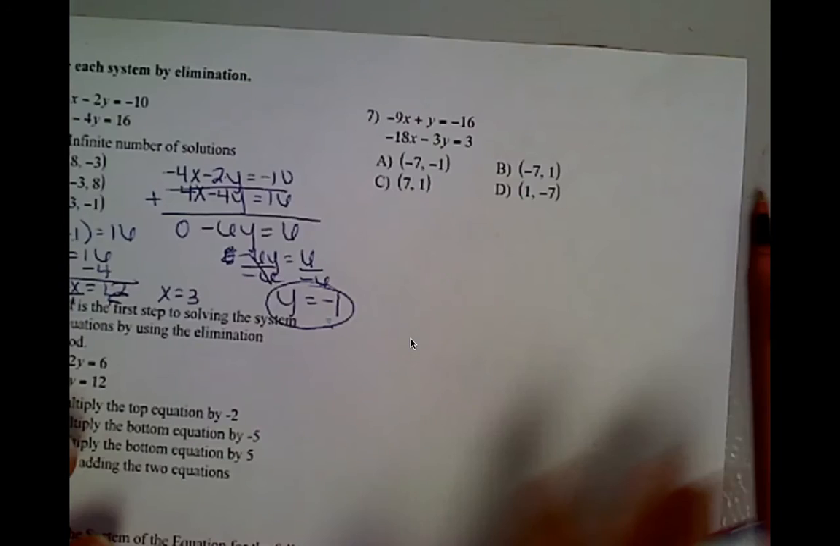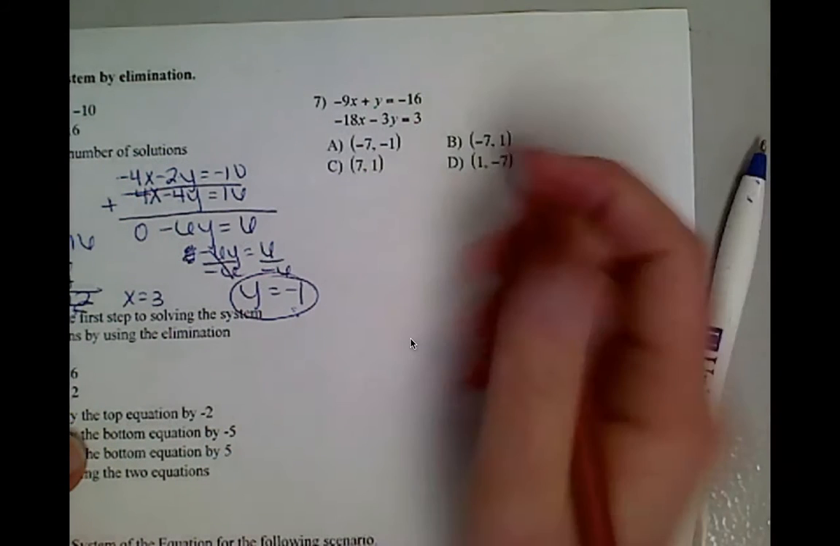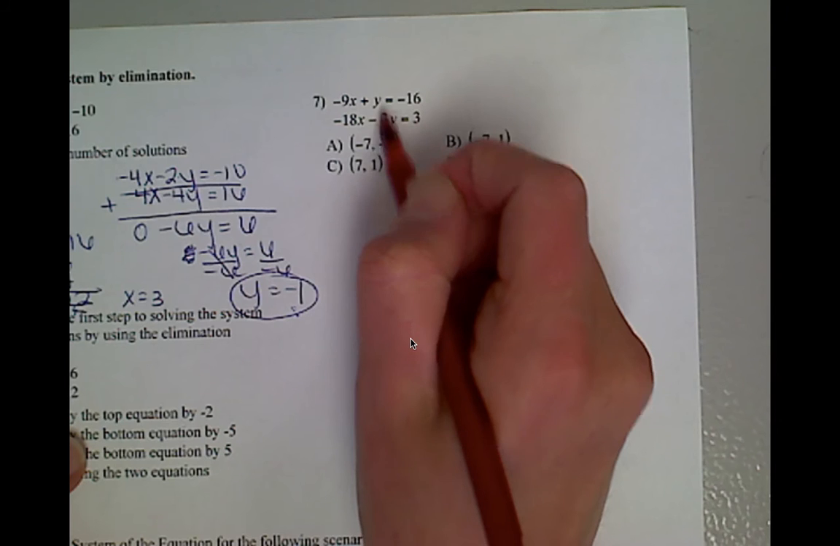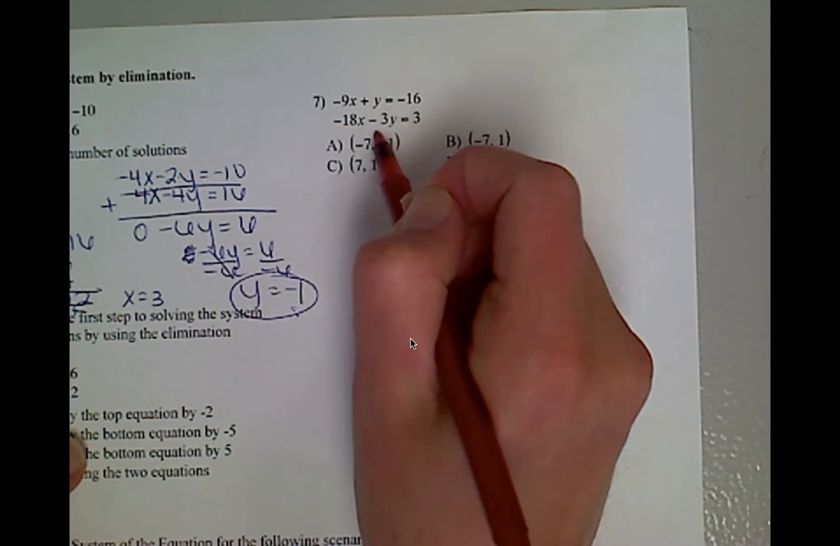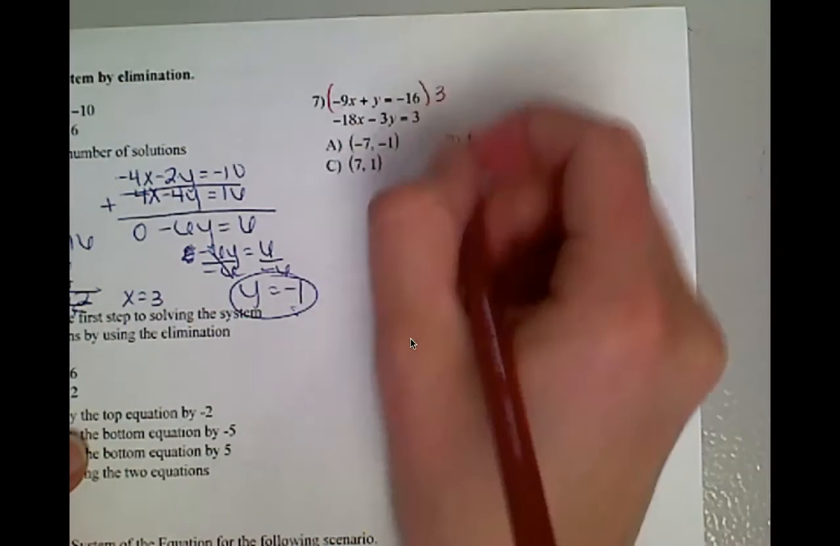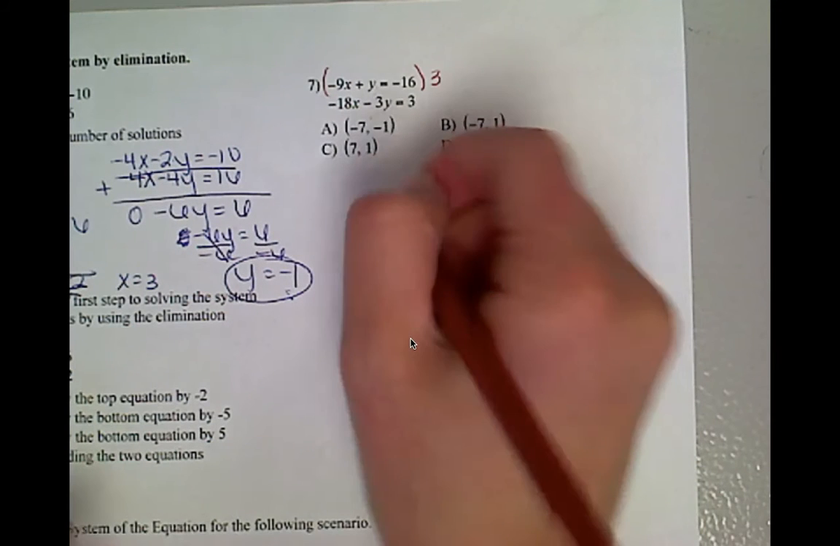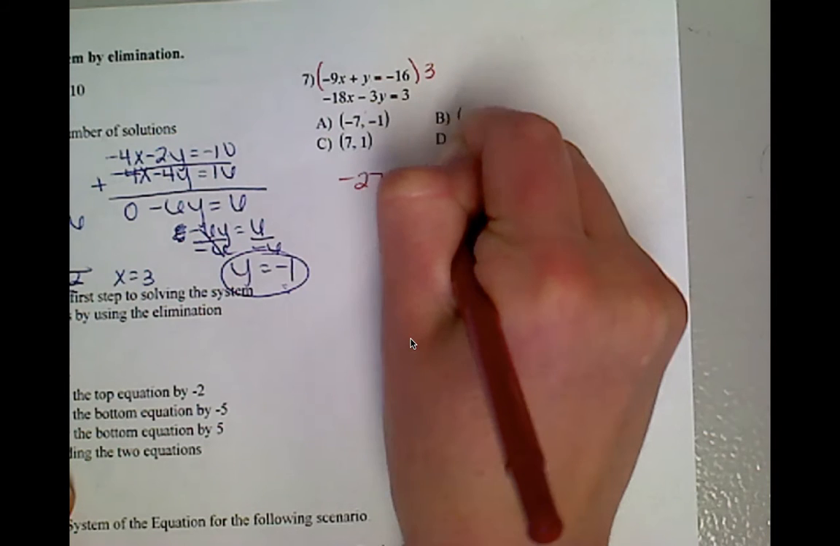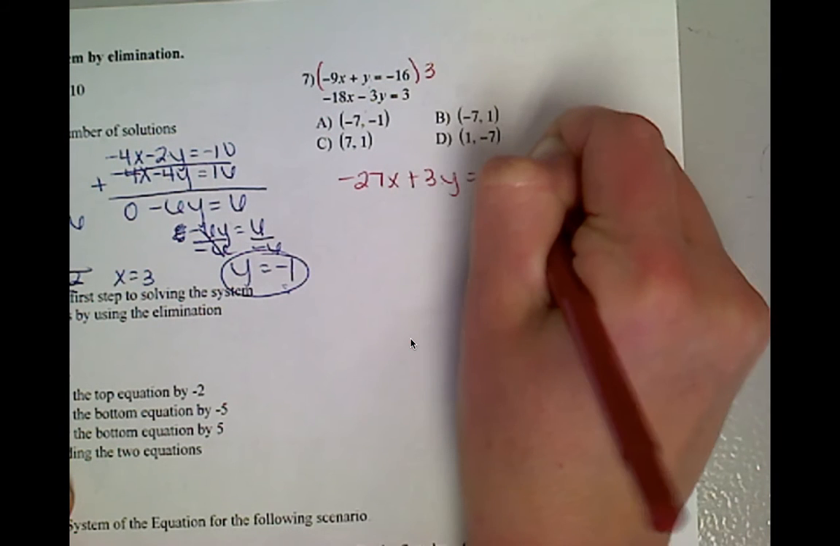Okay, same thing for the next one. When I'm looking at this, I see the y's, one's positive, one's negative. I want them both to be 3. So I'm going to multiply the top one by 3. So 3 times negative 9x is negative 27x, plus 3y equals negative 48.